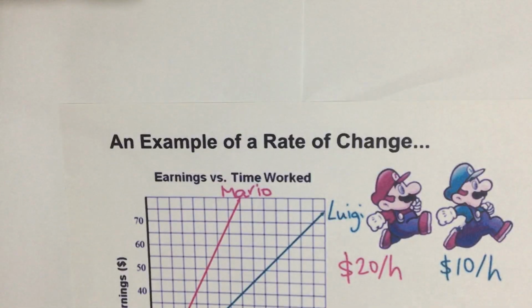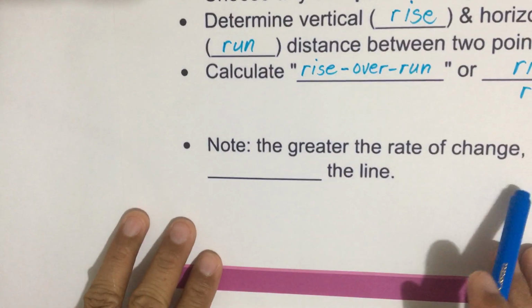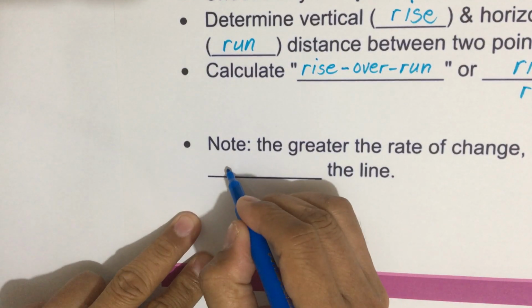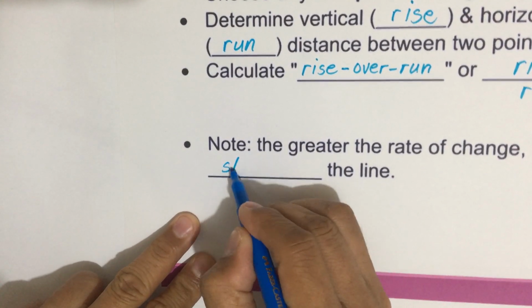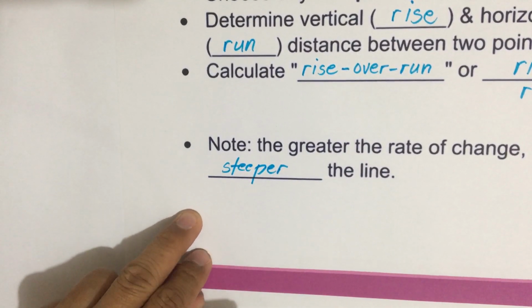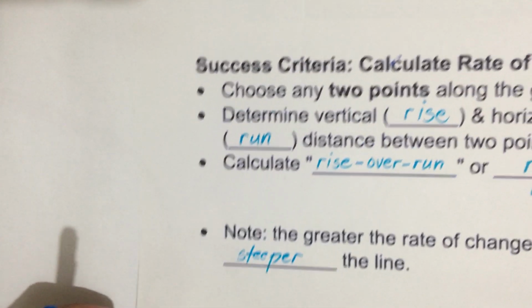So we can see that the greater the rate of change, the steeper the line. Okay, so I hope you got the concept on this class, and let's have another example.